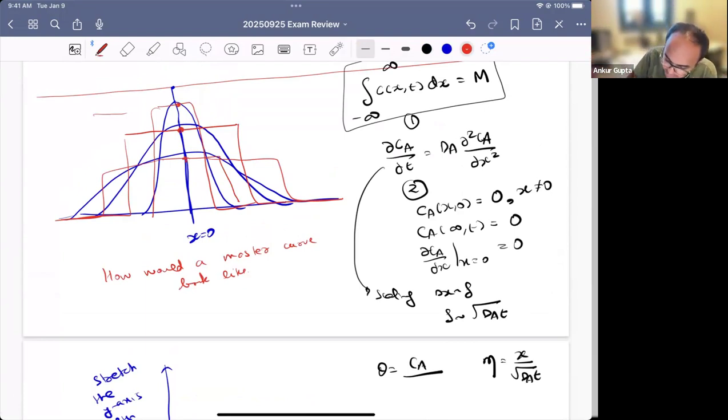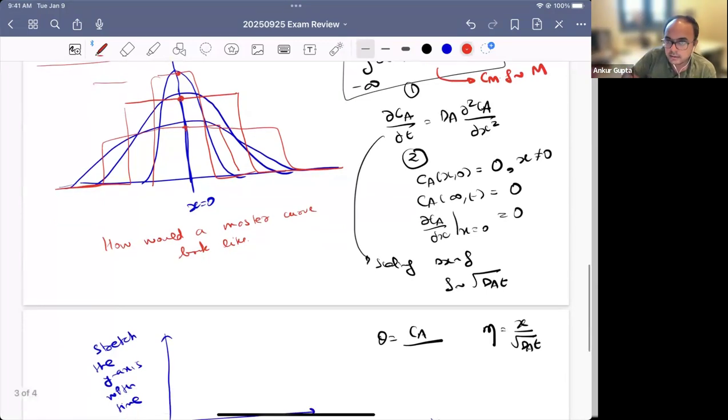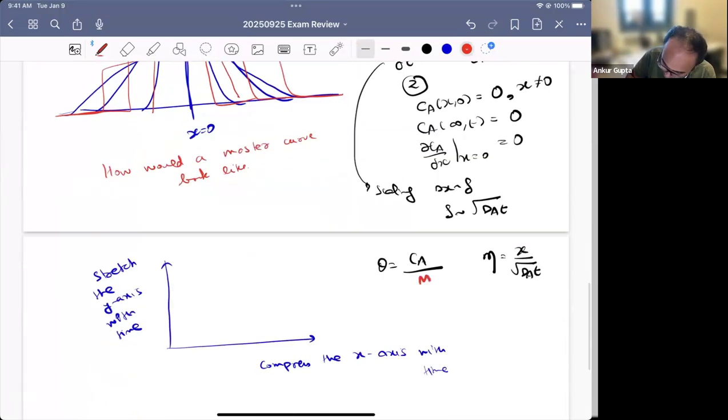With that in mind, you can say this number would look like some Cm delta is equal to m, because a dx is simply just a length, like it becomes a length when you integrate out, and some concentration Cm, which is the maximum concentration, and then that total mass is m. So with that in mind, the Cm becomes m by delta, and I get this as the theta.